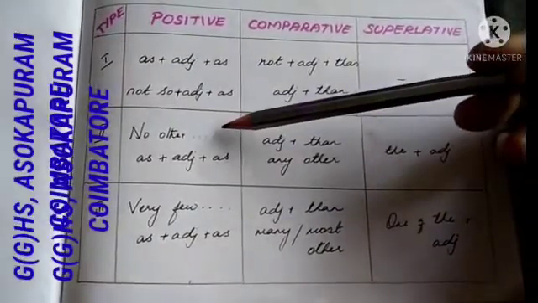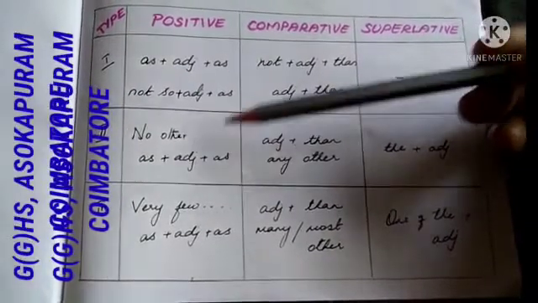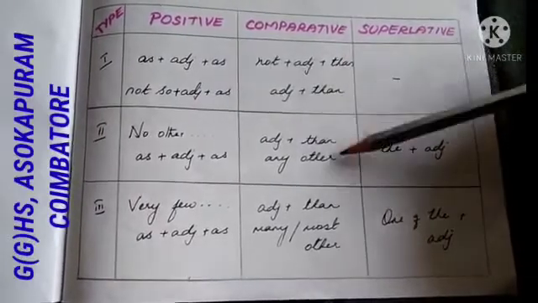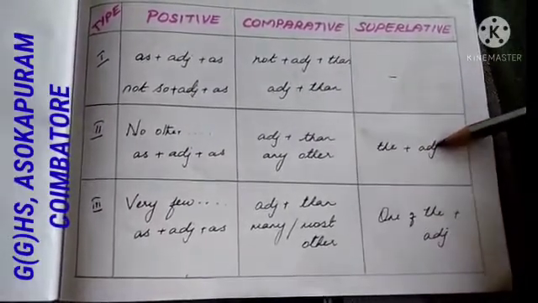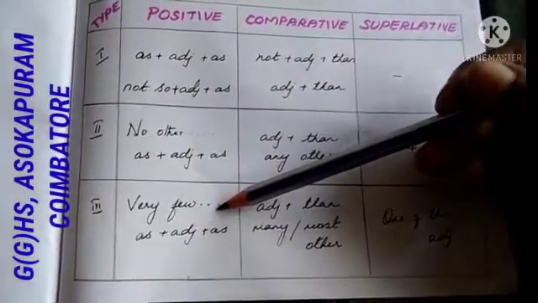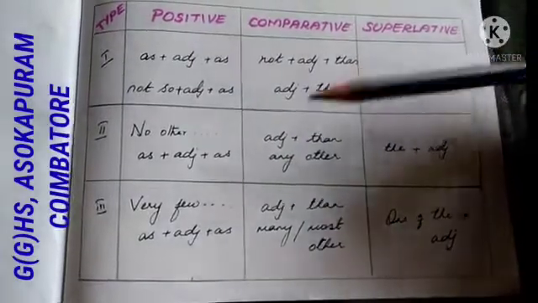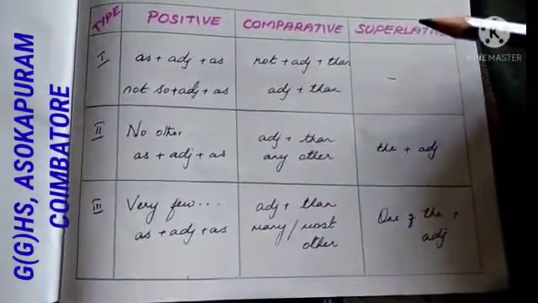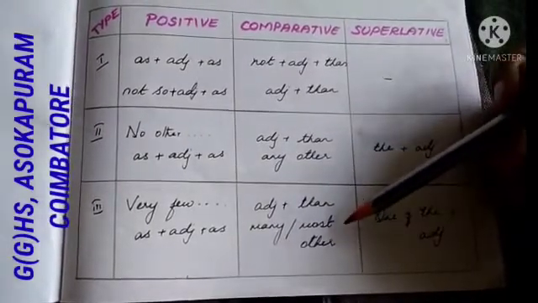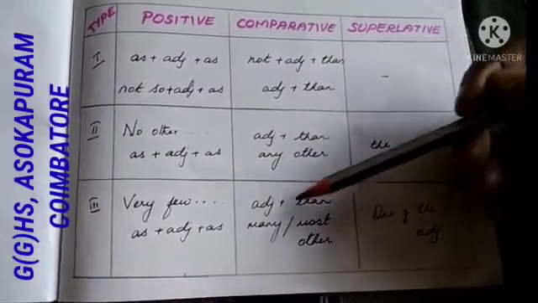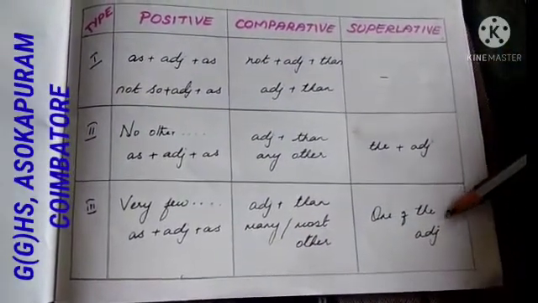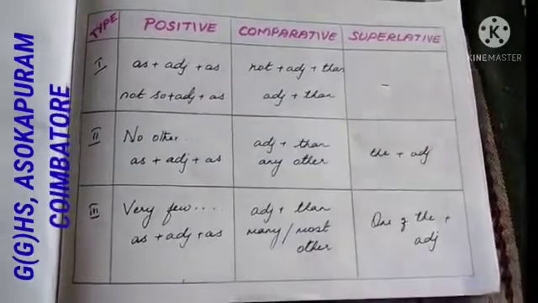Second type, the sentence begins with no other, and than any other is a clue word you will get in comparative degree. The plus adjective will come in superlative degree. Third type, very few will be the beginning of a sentence. So by looking at very few and no other itself, you must be able to identify it is a positive degree sentence. When you convert that into a comparative degree sentence, you will use the clue word than many other or than most other. And in superlative, one of the is the clue word that is used in type 3.